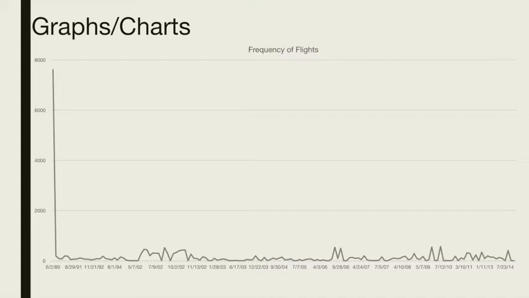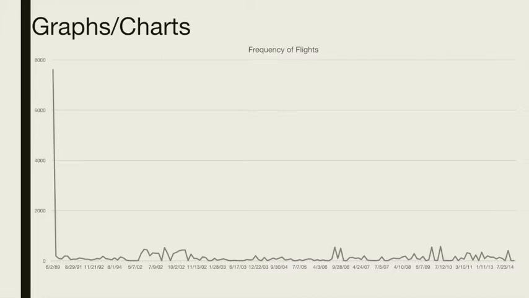In this graph, you can see the frequency of flights by date. Now, we have a large amount of flights that occurred in the year 1989, so that kind of skews the data a little bit. However, once you get past that year, the data is much more consistent, and you can get a better idea of when the most frequent times to fly were.